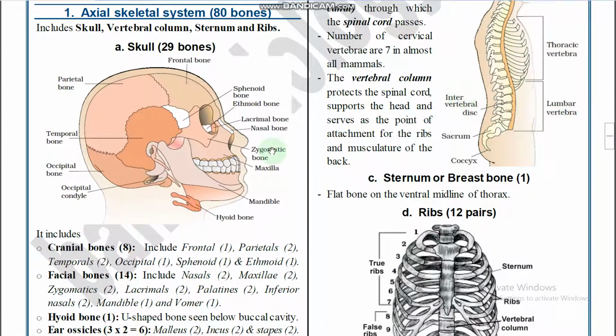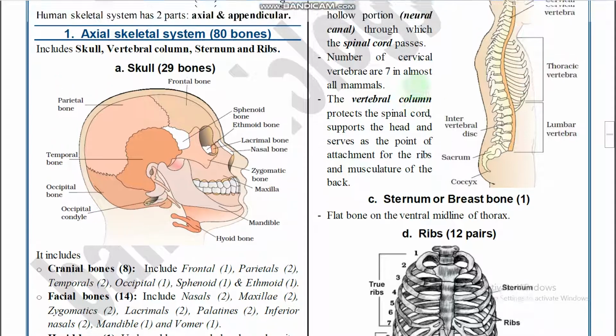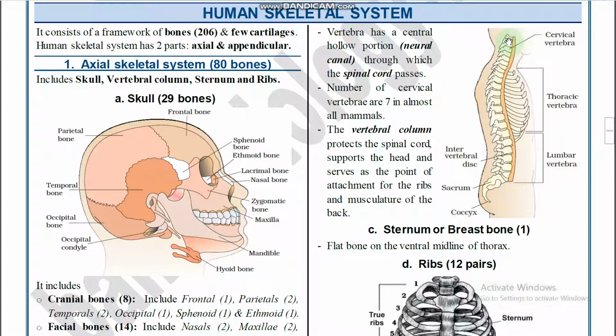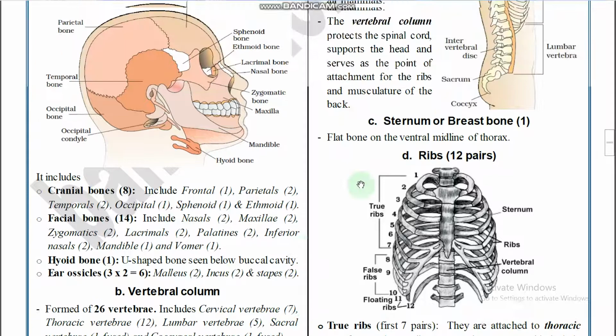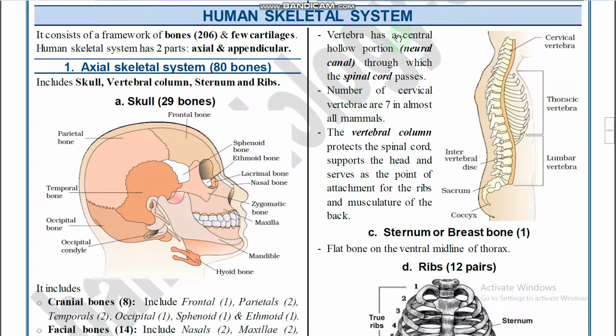So dicondylic skull means the articulation where two condyles of the occipital bone attach with the first bone of the vertebral column, that is the atlas, right? Okay, so that is why it is called a dicondylic skull. And the vertebra has a central hollow portion, the neural canal, through which the spinal cord passes. What is the purpose of the vertebral column? So it is a backbone, right? It is called the backbone.